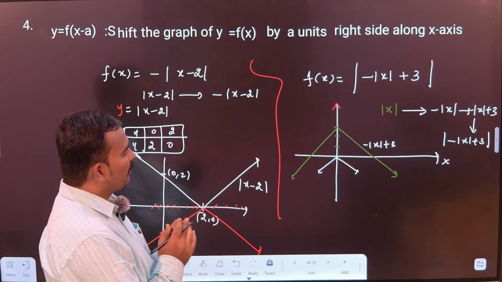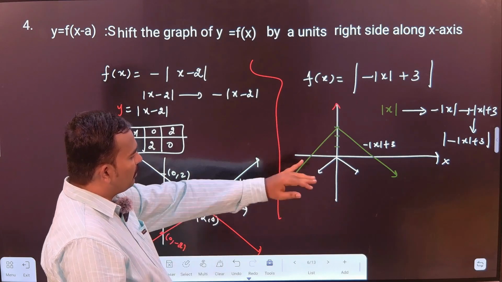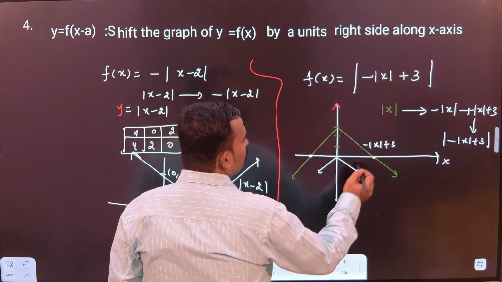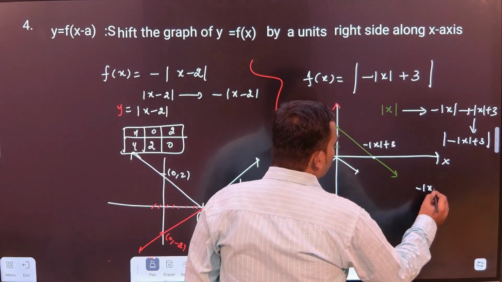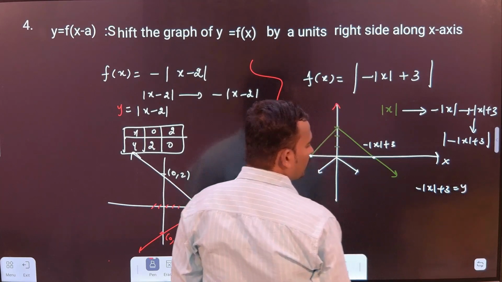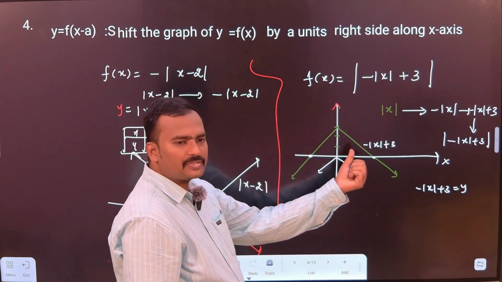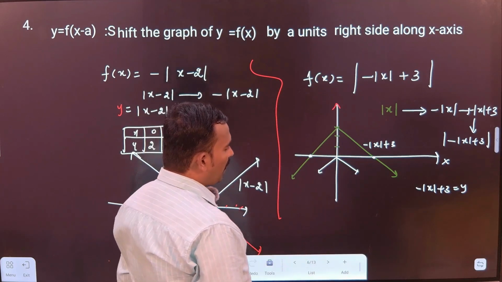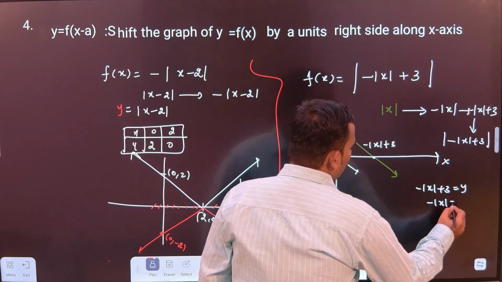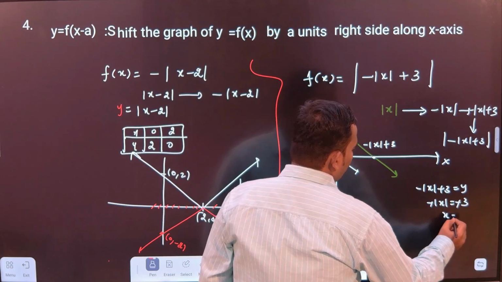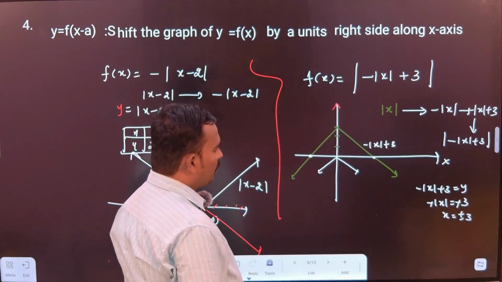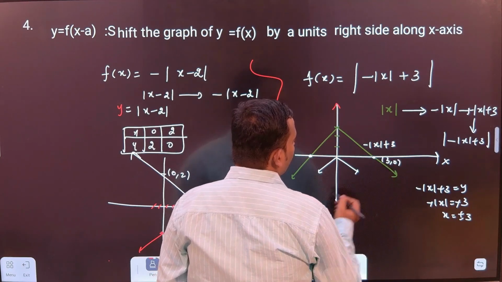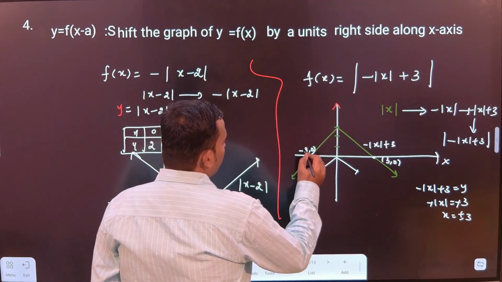After that, how do you find out? Before that, you have to find the intercept, which is the point here. How do you check this? Minus mod x plus 3, let us take it as y. If the graph is crossing the x axis, that means you put y equal to 0. If you put y equal to 0, minus mod x equals minus 3, so x is equal to plus or minus 3. That means this point is 3 comma 0, and this is minus 3 comma 0. Clear?